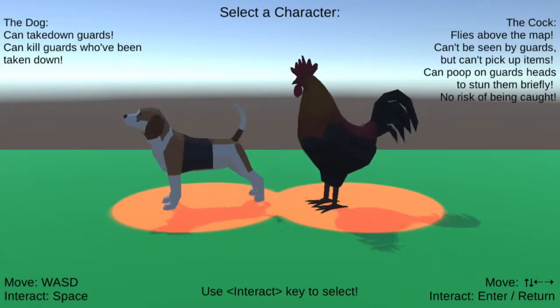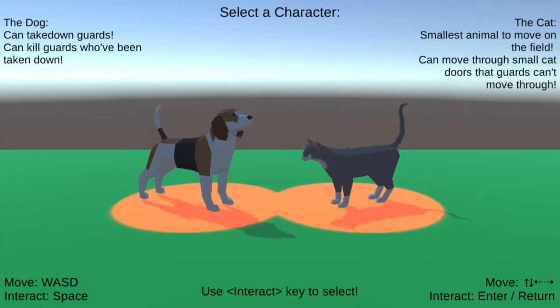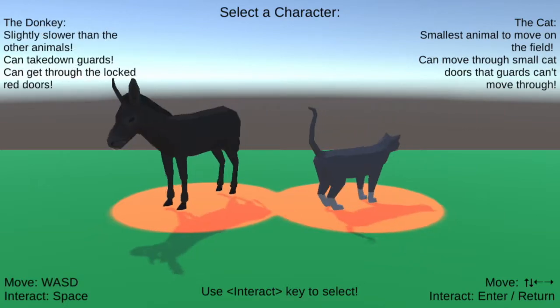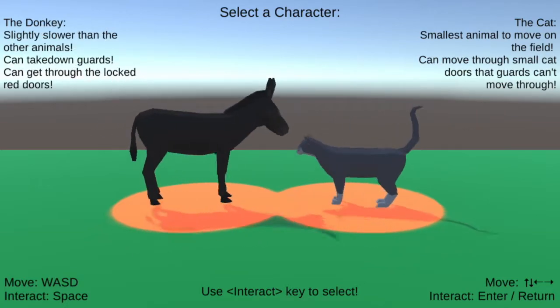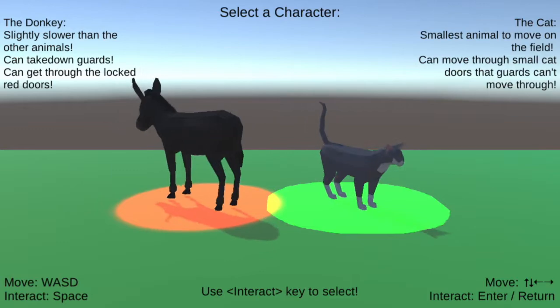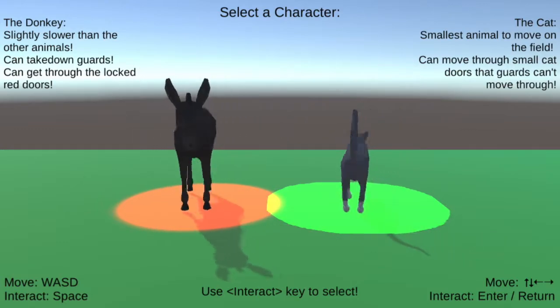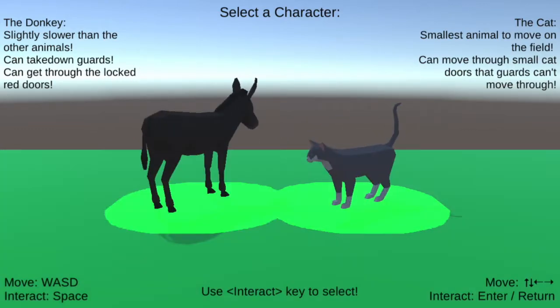Yes. So, right, let's try different animals. I'll be the cat this time. Smallest animal to be on the field. Slower, can take down guards. I can get through the locked red doors. That might be useful. Okay, let's try it, right?